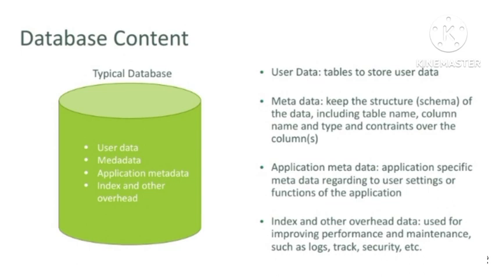Metadata is used for keeping the structure schema of the data, including the table name, column name, type and contents of the columns. And application metadata is application-specific metadata regarding user settings or functions of the application. Index and other overhead are used for improving performance.